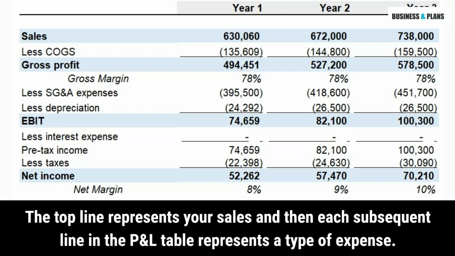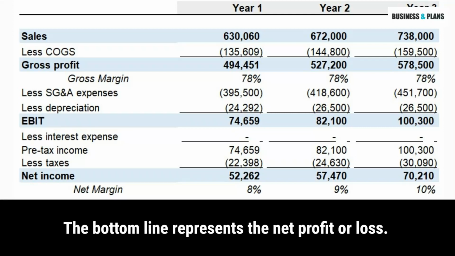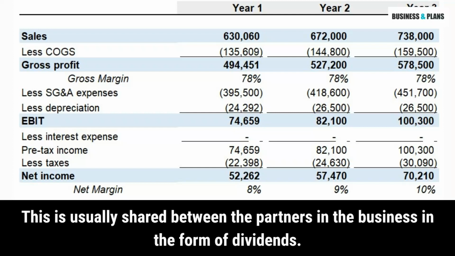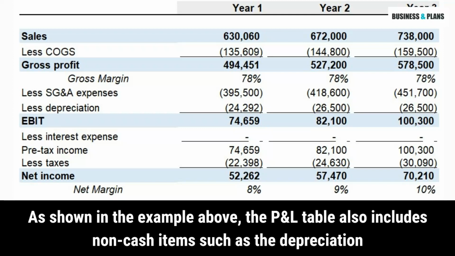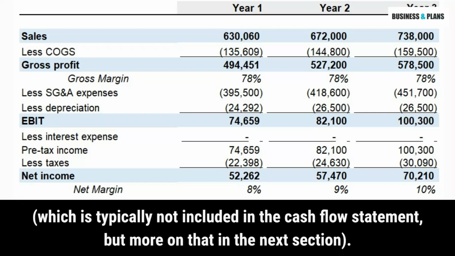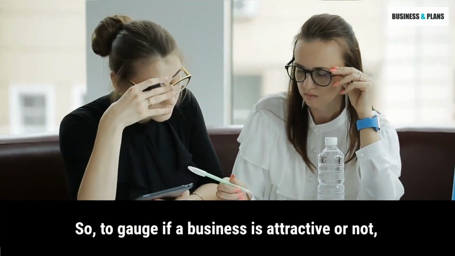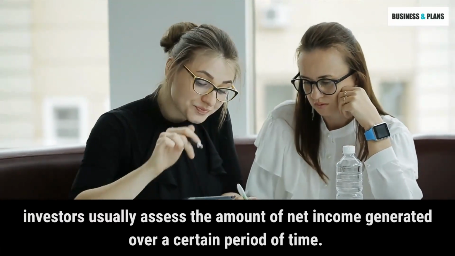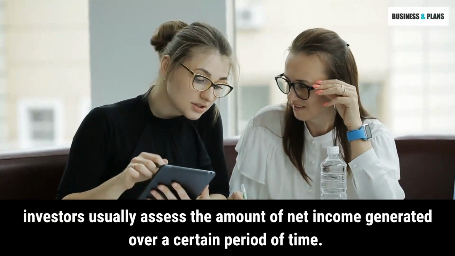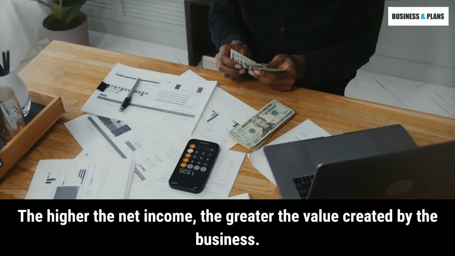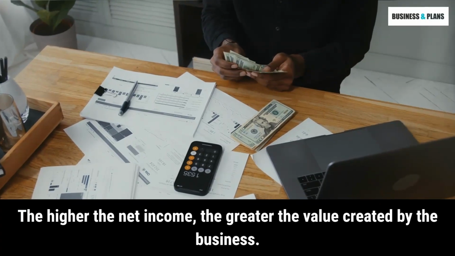The top line represents your sales, and then each subsequent line in the P&L table represents a type of expense. The bottom line represents the net profit or loss. This is usually shared between the partners in the business in the form of dividends. As shown in the example above, the P&L table also includes non-cash items such as the depreciation, which is typically not included in the cash flow statement, but more on that in the next section. So, to gauge if a business is attractive or not, investors usually assess the amount of net income generated over a certain period of time. The higher the net income, the greater the value created by the business.